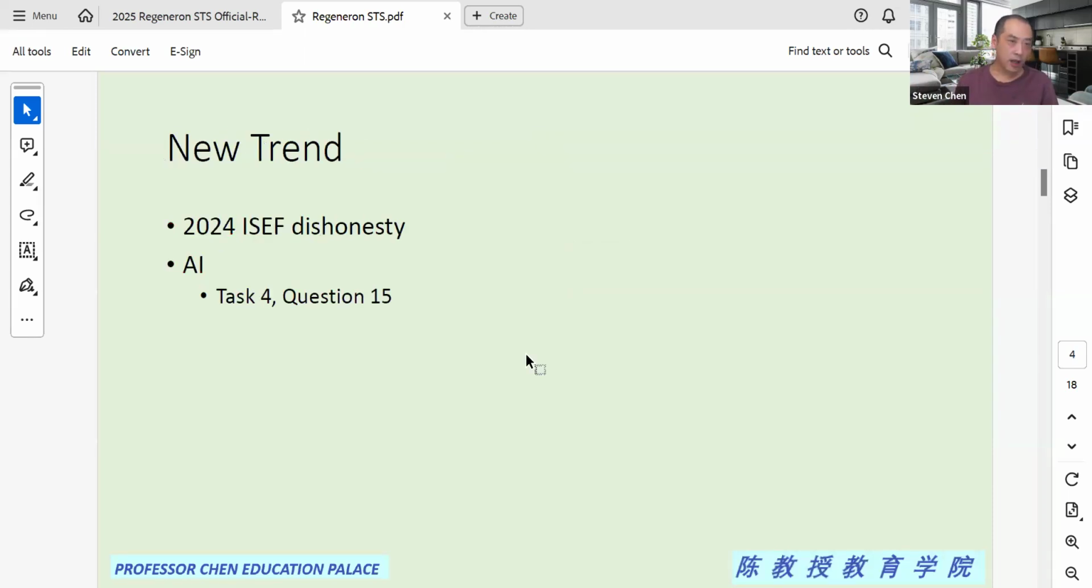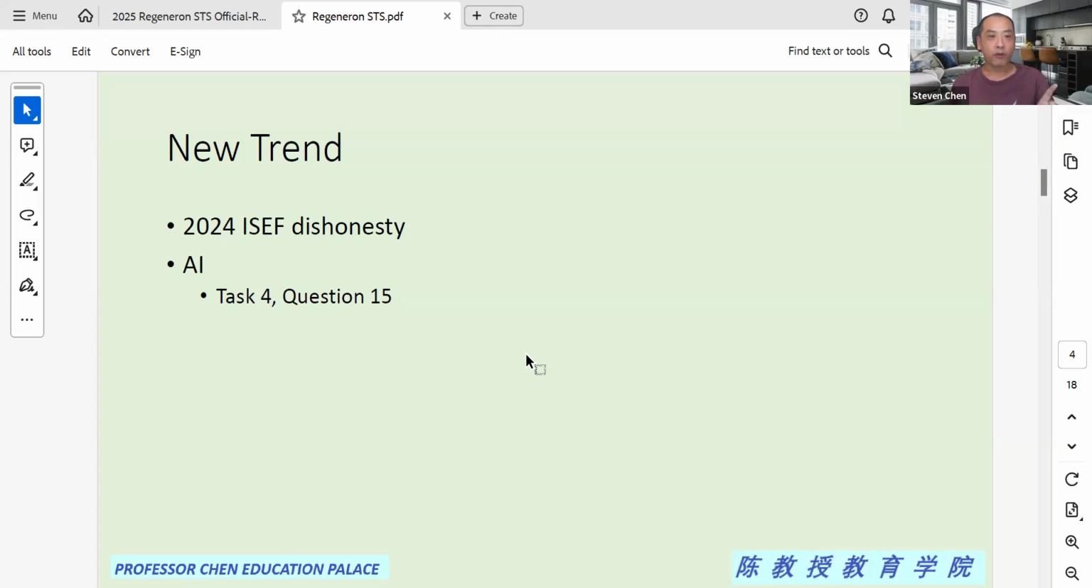All right. And there's another thing I want to mention here. It's about a new trend for 2025 Regeneron STS. When I'm saying 2025, I mean that the application deadline is November 2024, and decisions will be announced in early 2025. Okay. So there are the following two facts that we must take into consideration.